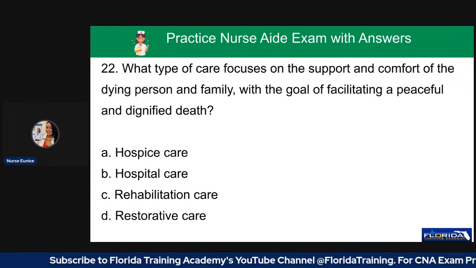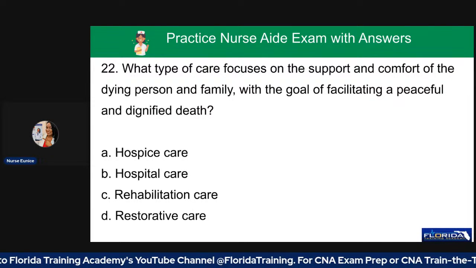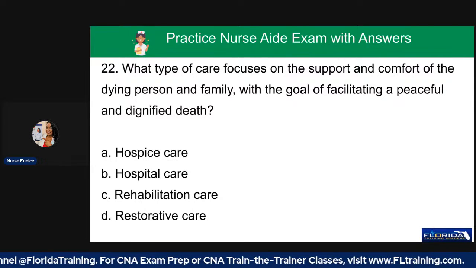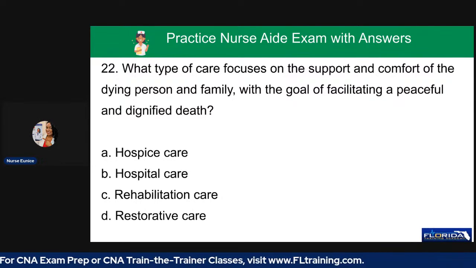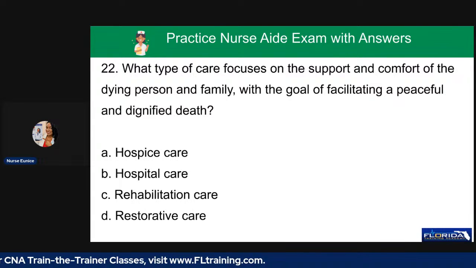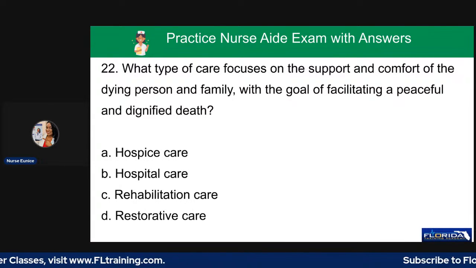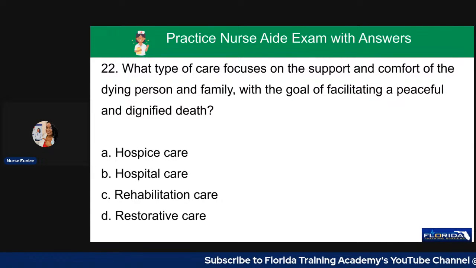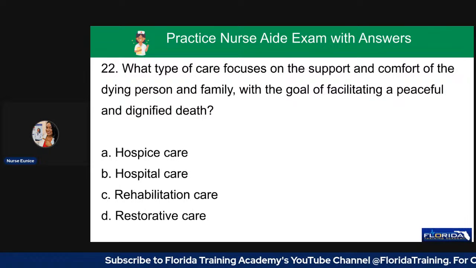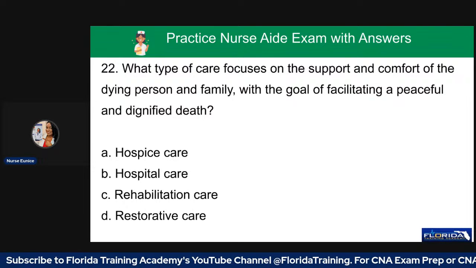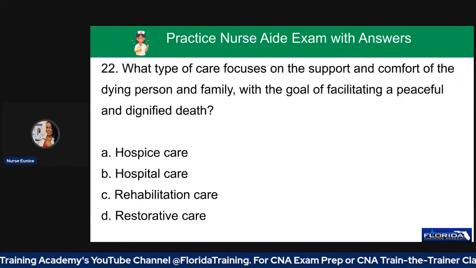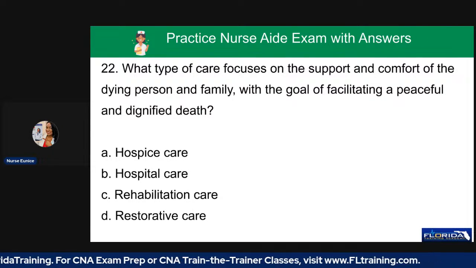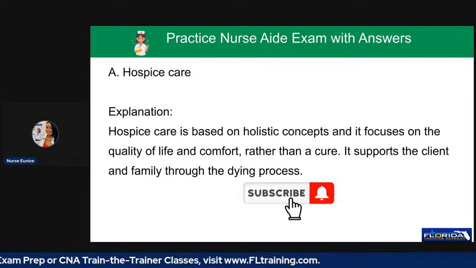22, what type of care focuses on the support and comfort of the dying person and family with the goal of facilitating a peaceful and dignified death? A, hospice care, B, hospital care, C, rehabilitation care, or D, restorative care. What focuses on the support and comfort of a dying person? And of course, this whole practice test is about palliative comfort end of life care. So the correct answer is going to be A, hospice care.